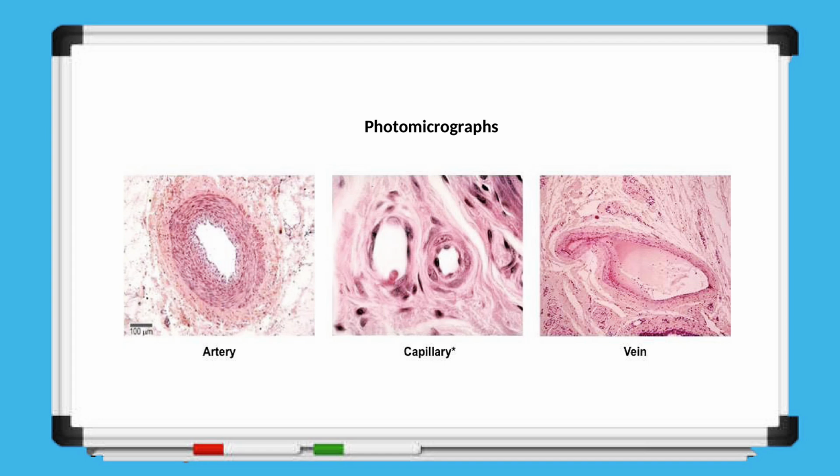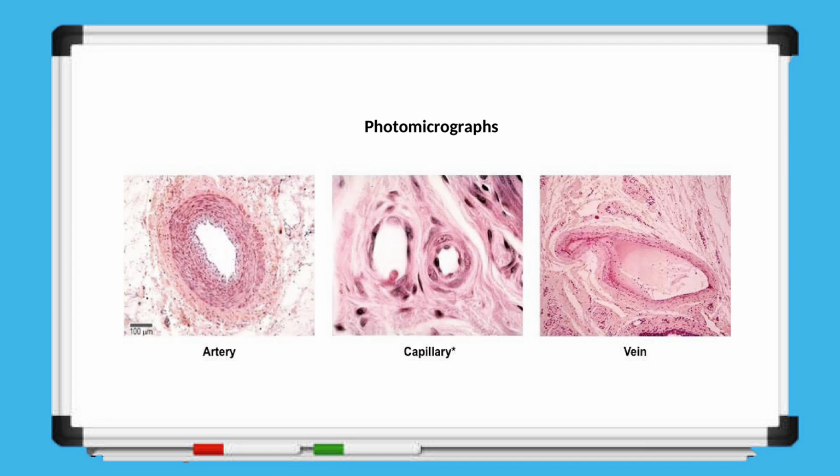So, now, this makes it easier to identify blood vessels in both photomicrographs and diagrams, as the key structural differences are clearly visible. When observing blood vessels, we can distinguish them by examining the relative thickness of their walls and the size and shape of their lumens, which is the internal space through which blood flows.